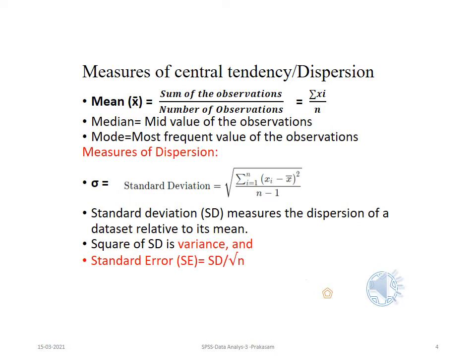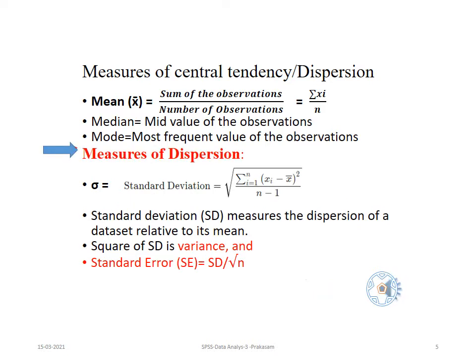Apart from that, we have also discussed the geometric mean and harmonic mean, which are used very less when the distribution is normal. Another measure of dispersion, one of the most important, is the standard deviation. Standard deviation is the square root of the sum of squared deviations of observations from the mean divided by n minus 1 observations.